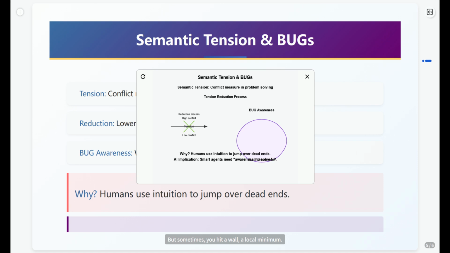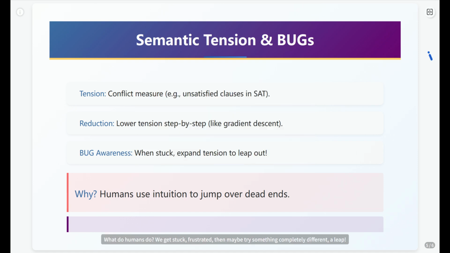But sometimes, you hit a wall, a local minimum. What do humans do? We get stuck, frustrated, then maybe try something completely different, a leap. Duan calls this BUG awareness. Recognizing the dead end, the bug, allows the system to intentionally expand tension temporarily, jump out, and find a new path. It's like admitting you're lost, taking a detour, and finding the exit. This mimics human intuition and is crucial for escaping NP traps.